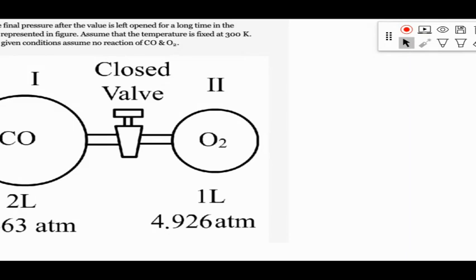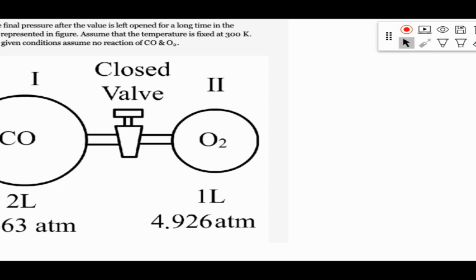And so in this problem, we have a container on the left that's holding carbon monoxide, a container on the right that is holding oxygen gas, and there's a closed valve in between them. It says determine the final pressure when the valve is left open for a long time in the apparatus represented in the figure. Assume that the temperature is a fixed 300 Kelvin. Under the given conditions, assume no reaction of carbon monoxide or oxygen.